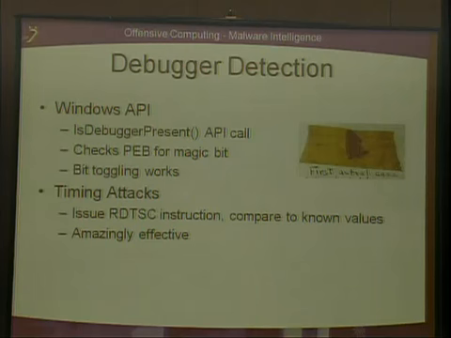The next technique is debugger detection. Windows actually includes an API call for us to do this. It's called IsDebuggerPresent, and you can just call this in your code and detect whether or not there's a debugger. Thankfully, a lot of tools have plugins, like OllyDbg has plugins to get around this.